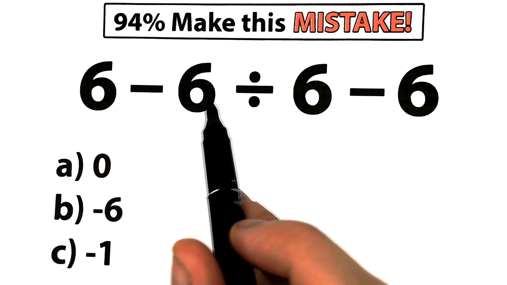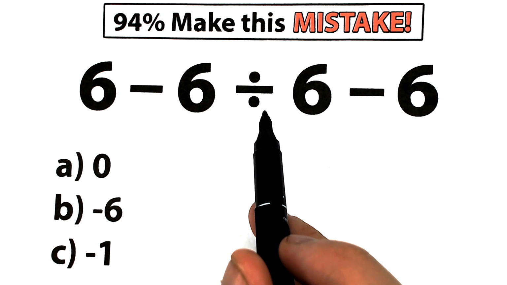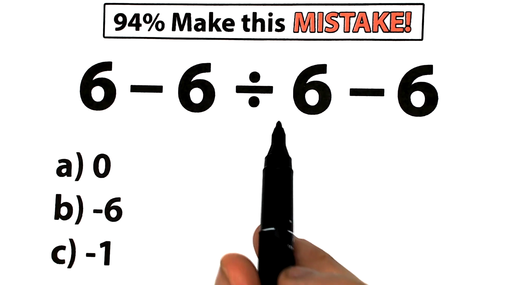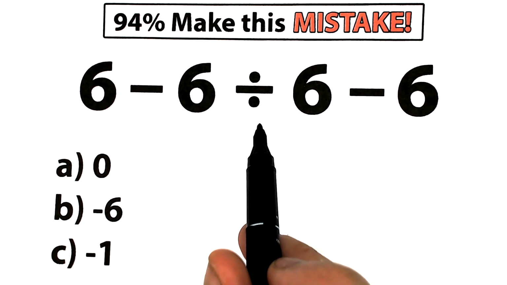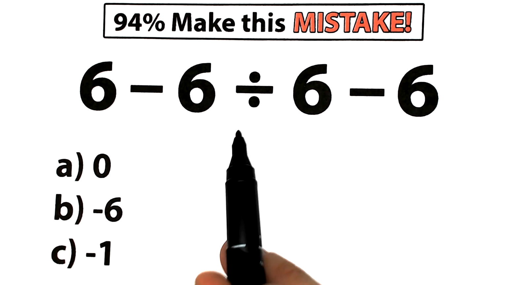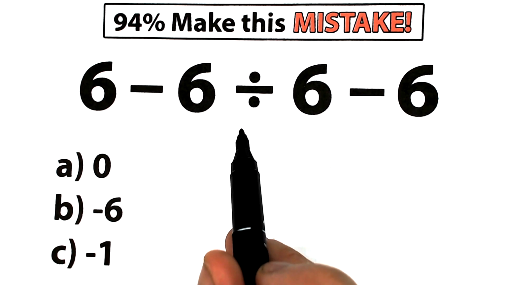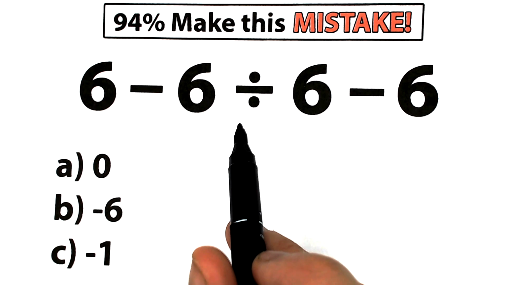We have 6 minus 6 divided by 6 minus 6. This looks like a pretty easy problem, but many of you are going to get this wrong and you'll probably be a little bit shocked. But don't panic, I'm going to fully explain why you're probably going to get this wrong and how to avoid this particular mistake.